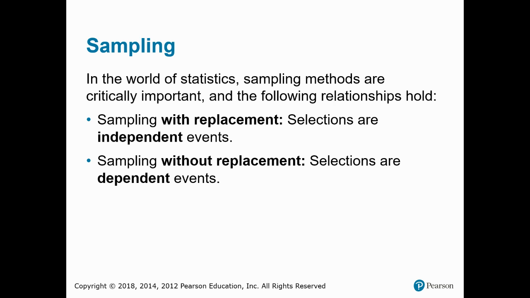Okay, so when you're sampling, methods are critically important. That's why we spent a whole chapter talking about all those sampling methods. If you're sampling with replacement, selections are independent events. If you're sampling without replacement, they're dependent events. So when you're sampling, you've got to make a decision about how you're going to do that. Are you going to sample with replacement or without replacement? That changes your probabilities of picking whatever type you're trying to sample. With replacement, they're independent. Without replacement, they're dependent upon one another.